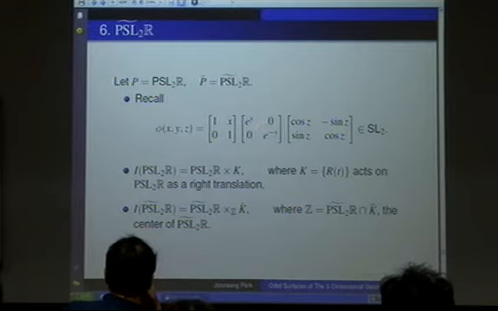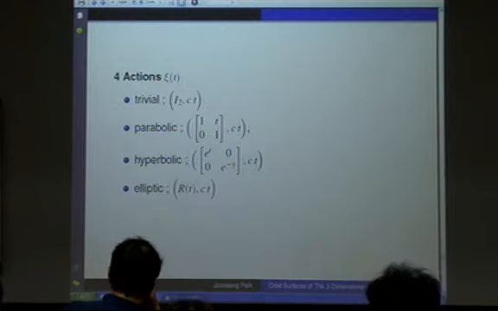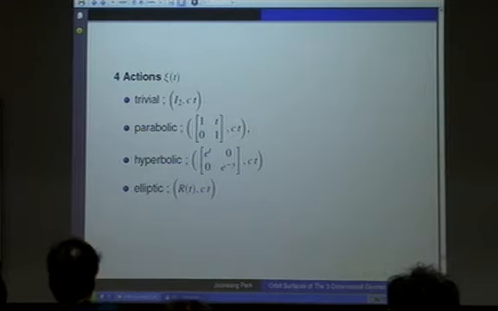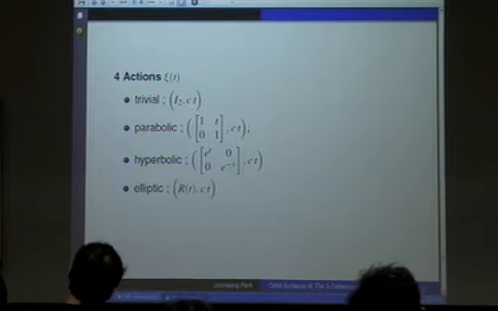So keeping that in mind, let's see the action of psi. There are four kinds of actions. So the first one is trivial. That means for the first part, the PSL2R part, it acts like identity map, and for the K part, it acts by rotation. That means act on X by right rotation multiplication of this amount. For the parabolic case, psi t looks like this.